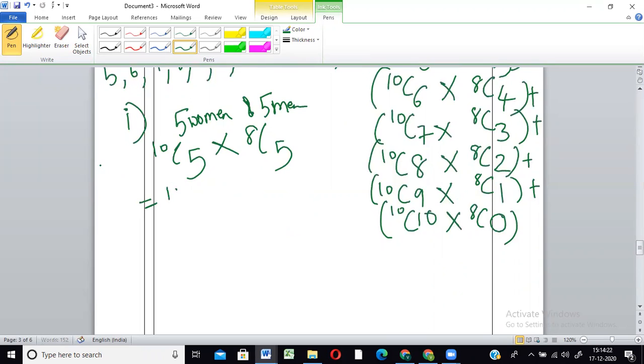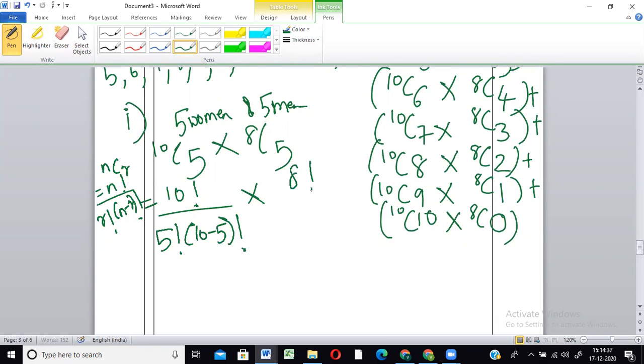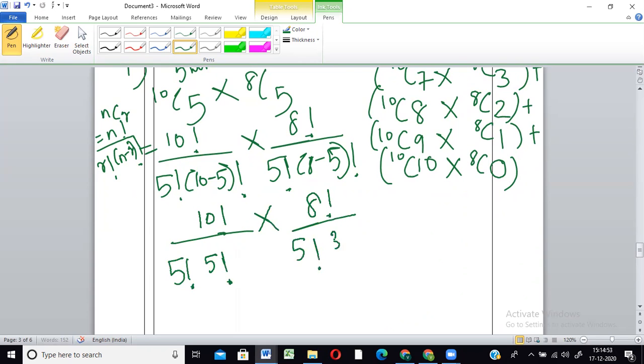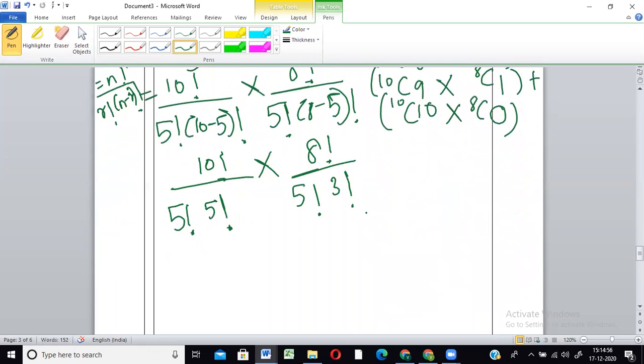This is nothing but the NCR formula. I'm going to use n factorial upon r factorial into n minus r factorial. So 10 factorial upon 5 factorial into 10 minus 5 factorial, into 8 factorial upon 5 factorial into 8 minus 5 factorial, right? So we're going to solve each and everything. This will be 10 factorial upon 5 factorial into 5 factorial, into 8 factorial upon 5 factorial into 8 minus 5, which is 3 factorial. Alright, we're going to do this.